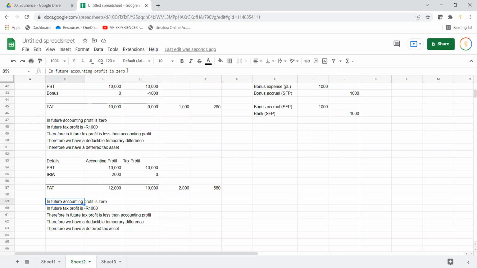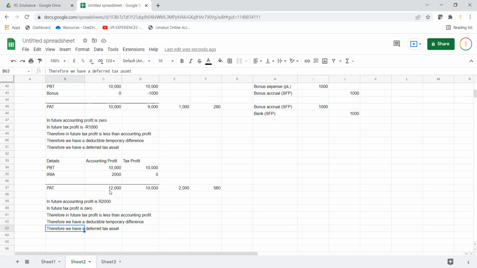So as you can see, in future, accounting profit is 2,000 Rand or 12,000 Rand, depending how you look at it. In future, tax profit is 0 or 10,000 Rand, depending on how you look at it. Therefore, in future, tax profit is less than accounting profit. Therefore, we have a deductible temporary difference, and therefore we have a deferred tax asset.